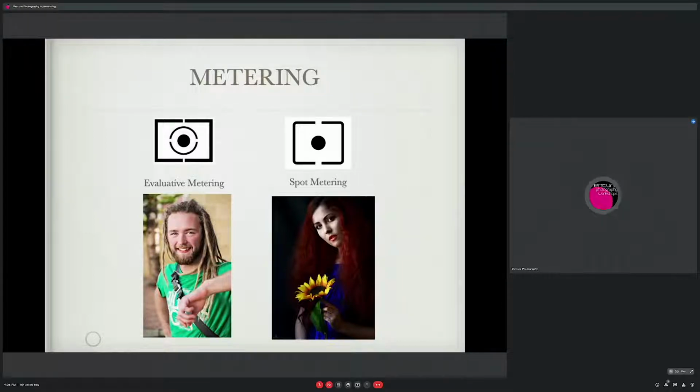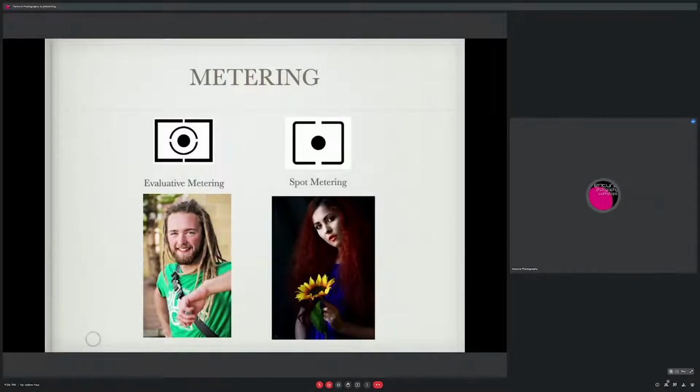Spot metering looks at the light in one spot. So if you're photographing a portrait of a person and it's high contrast lighting, you want to make sure that you're using spot meter, because when you're using spot meter, you can meter for the light on the person's skin that's being lit by the light source and not blowing it up.